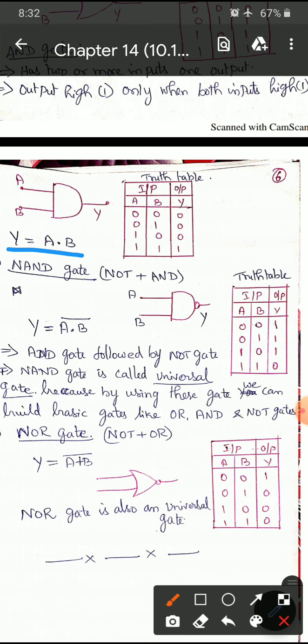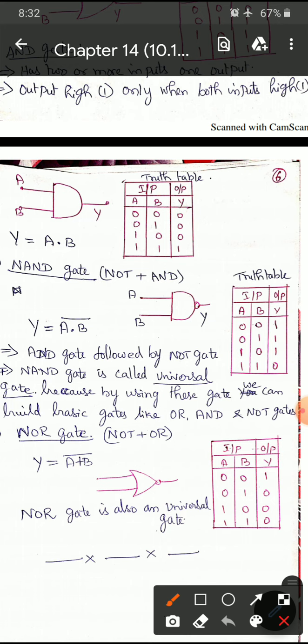If both A and B are 0, the output will be 0. If any one of the inputs is low, the output will be 0. See here, these are the examples. If both the inputs are high, the output will also be high. Then if we go for the NAND gate, what is meant by NAND gate?